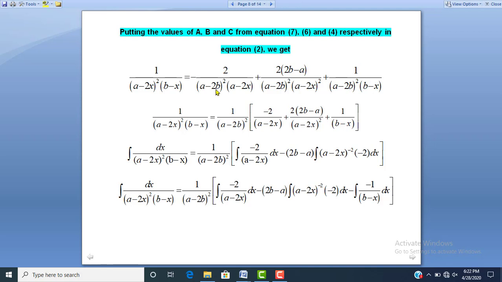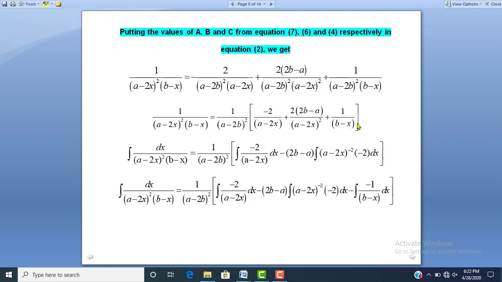This (a minus 2b) square is also present in this term where the value of a has been written, where the value of b has been written, and where the value of c has been written. So if we take the common value 1 over (a minus 2b) square, the remaining amount here will be minus 2 divided by (a minus 2x), plus (2b minus a) divided by (a minus 2x) square, plus 1 over (b minus x).